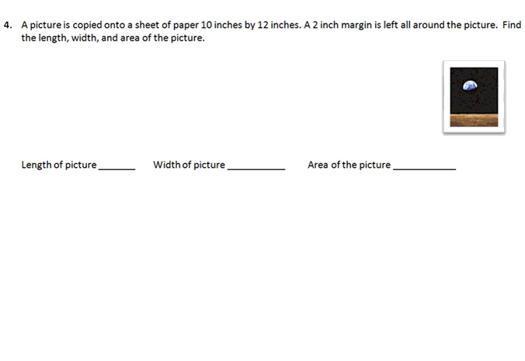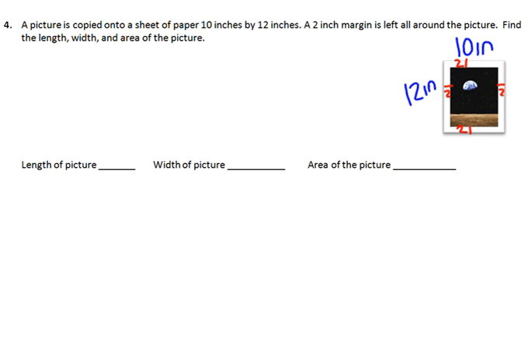Okay, next, number 4, a picture is copied onto a sheet of paper that is 10 inches by 12 inches. Let's label our picture. So the longer side needs to be the 12-inch side, and the shorter side is going to be 10 inches. It says there's a 2-inch margin all the way around. So this is 2, this is 2, this distance is 2, and that distance is 2.